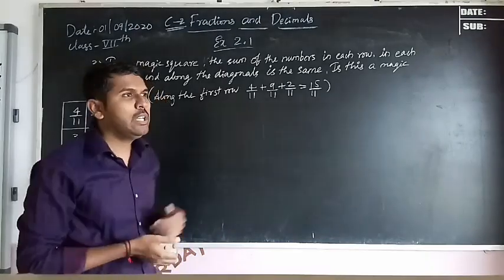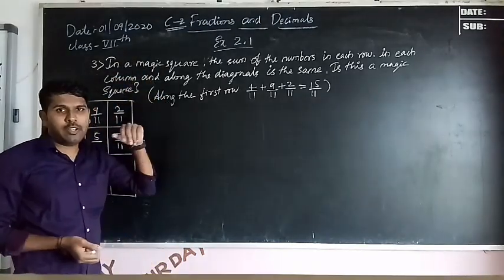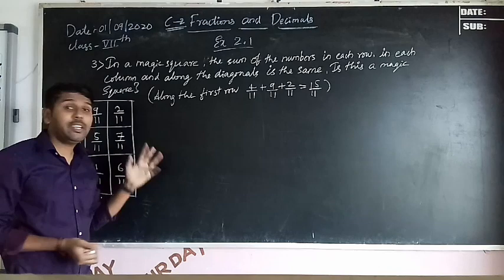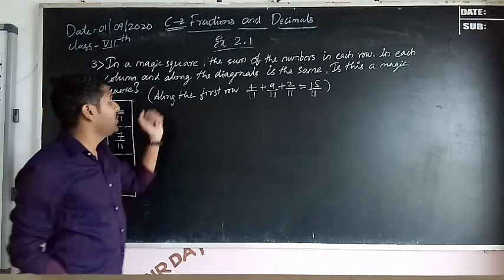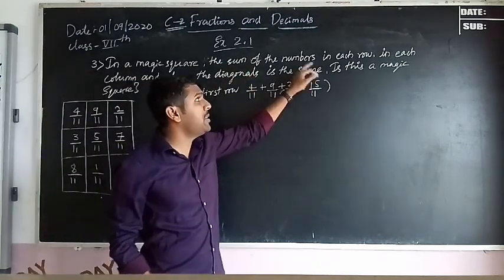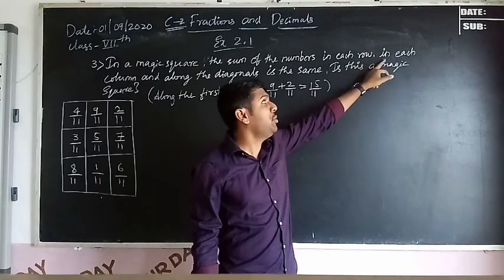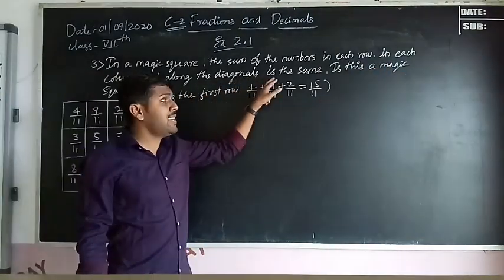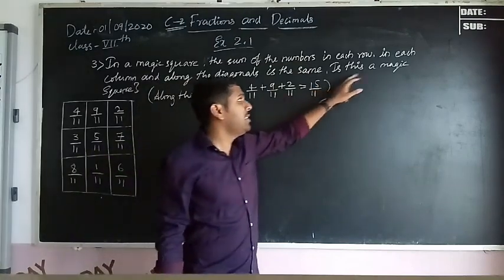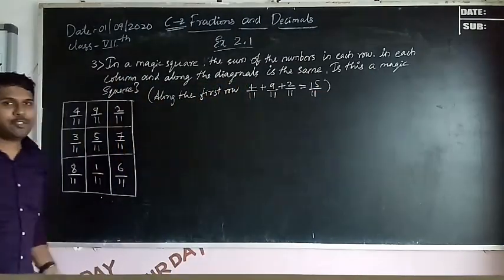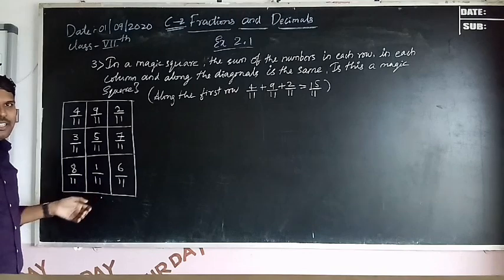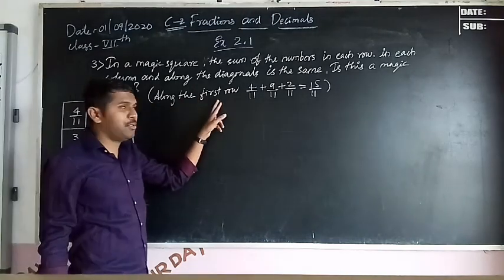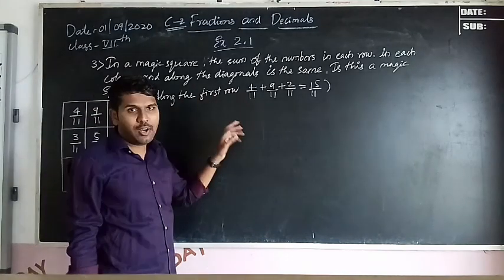So next, the third one is a magic square. You saw the magic square form in the integers chapter, no? In a magic square, the sum of the numbers in each row, each column and along the diagonal is the same. Okay. Is this a magic square? They have given the fractions here. So along the first row, how to solve this one?